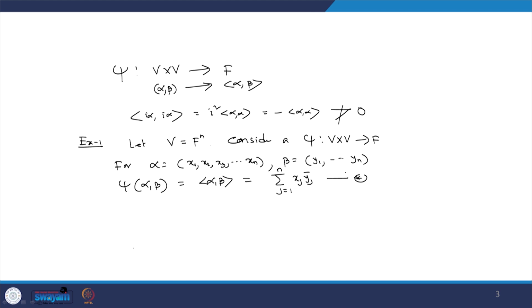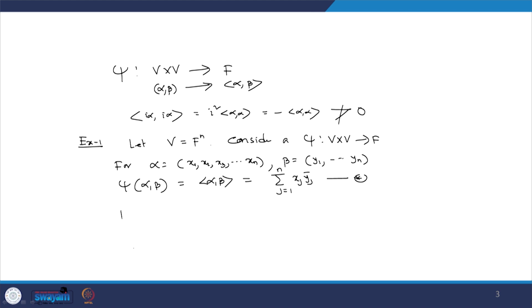So, to prove that, I have to show that it satisfies all the first three axioms as well as the fourth one, because the fifth one comes as a consequence of the first three. So, I do not want to do the fifth one. So, the first, second, third and fourth. First, the linear property.